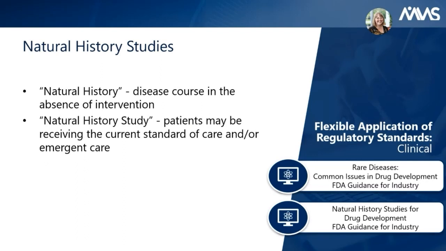Conversely, when they talk about a natural history study, they understand that patients may be receiving the current standard of care and possibly even emergent care. And they actually list these differences of treatment modalities as one of the variables that natural history studies should identify. Although the FDA does not require natural history studies, a certain amount of natural history of the disease is absolutely necessary to inform drug development. Where that doesn't exist, a natural history study is likely to be required.